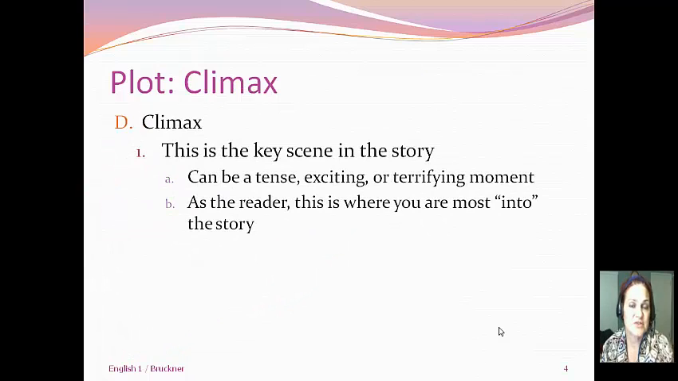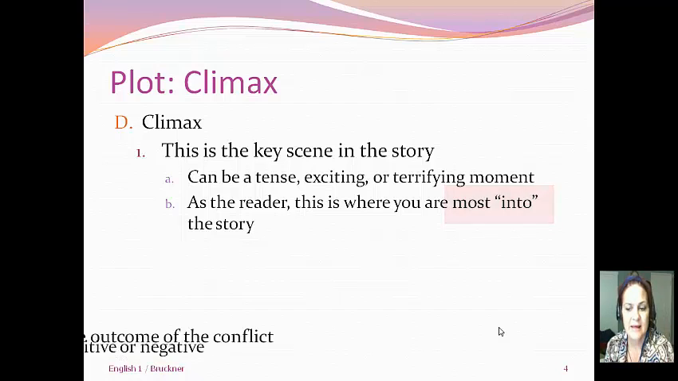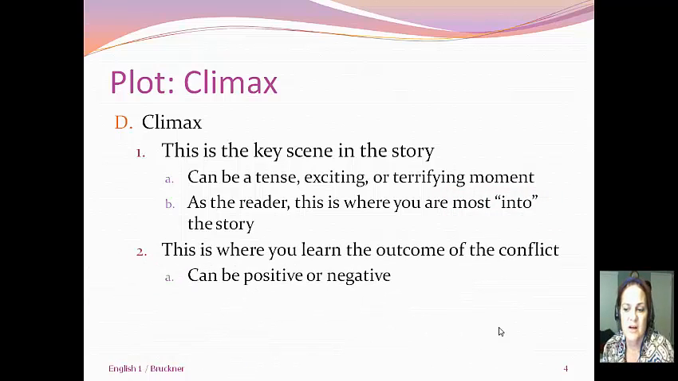At the top of our structure, we have the climax. This is the highest point on your structural line, and it's also the highest point in the story. This is a key scene in the story. It can be tense, it can be exciting, it could be terrifying. As a reader, this is when you're just most into that story because you want to find out what's going to happen. The climax is where the reader learns the outcome of the conflict. The outcome could be positive or it could be negative.